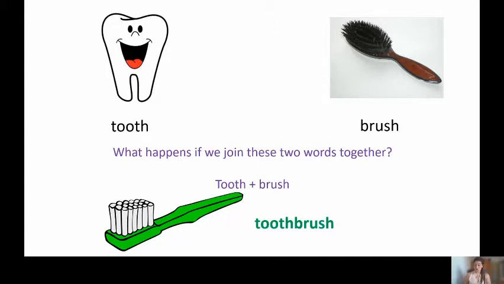So what did we do? We formed a new word. So a compound noun is a noun that is made from two words put together. And they are treated, children, as one word. Okay? Let's take a look at a few more examples.